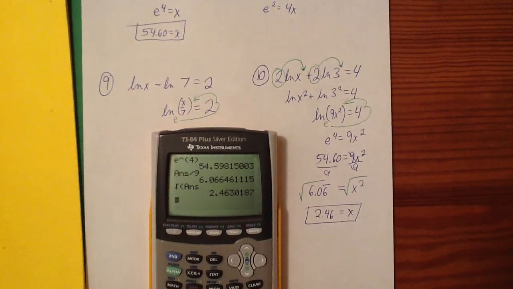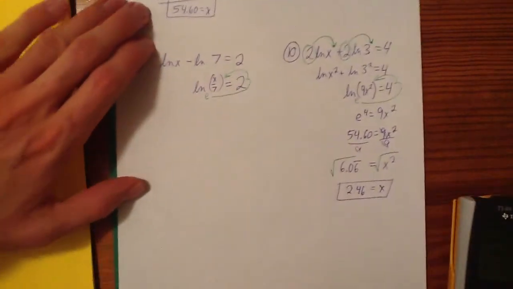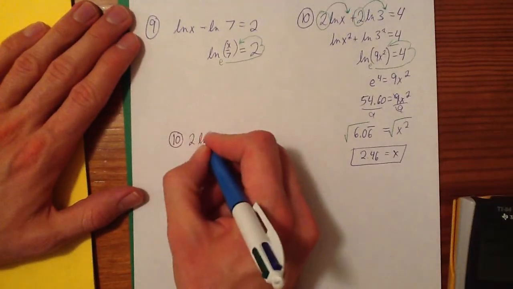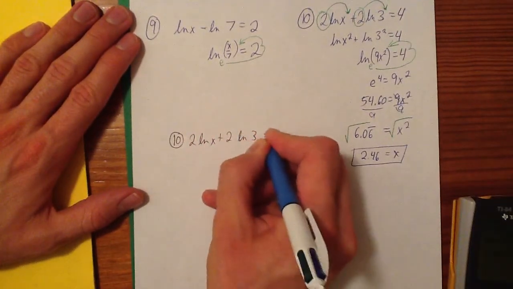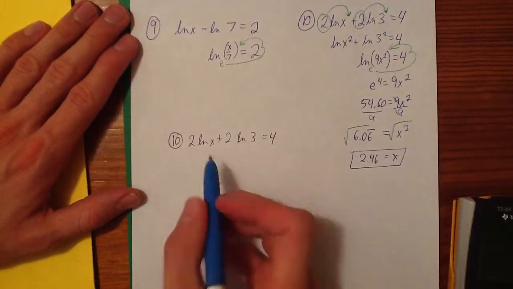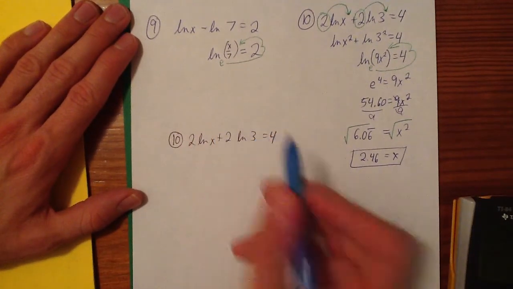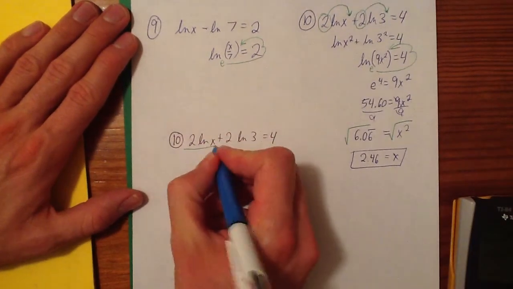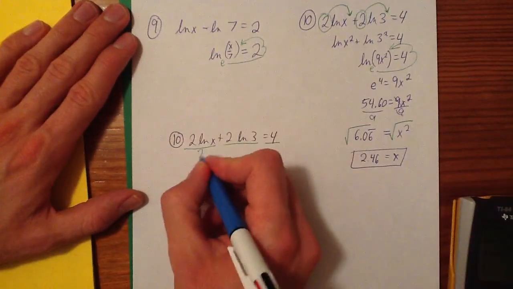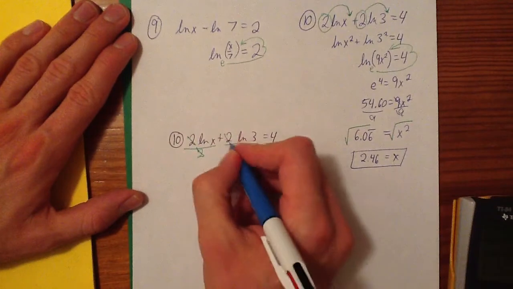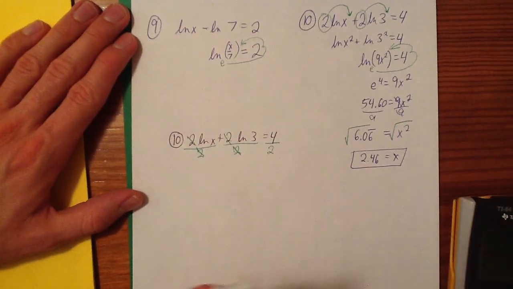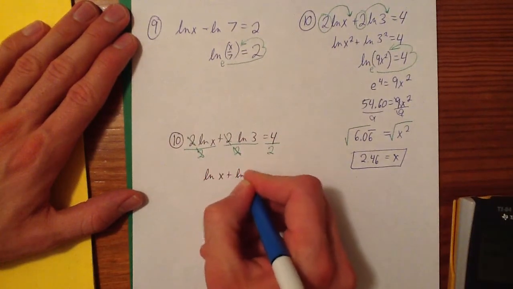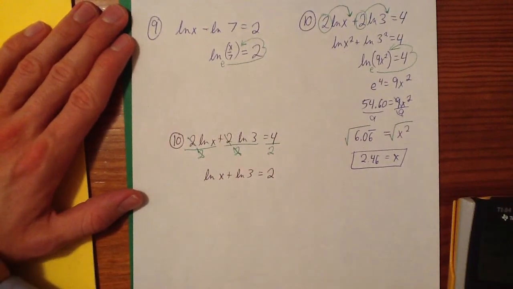I want to show you another way of doing number 10. I'll keep this quick. Here's number 10. 2 natural log of x plus 2 natural log of 3 equals 4. In the past, we have said, well, I have a coefficient, I'll move it up, and that's great. And you can do it, and we just did it, and we got the right answer. However, look at this. If we divide every term by 2, then those will divide out, and then we are left with a problem that's not as unreasonable as you might think. In the end, we're going to get the same answer.